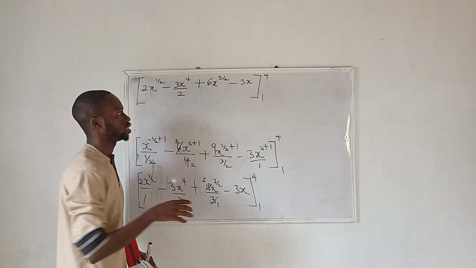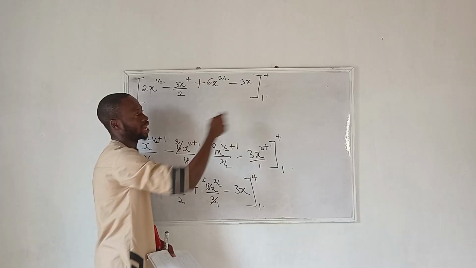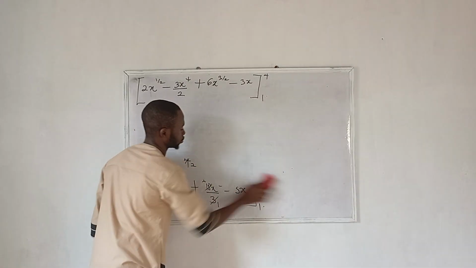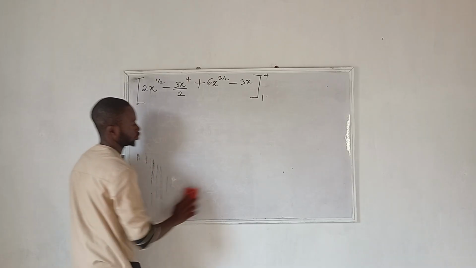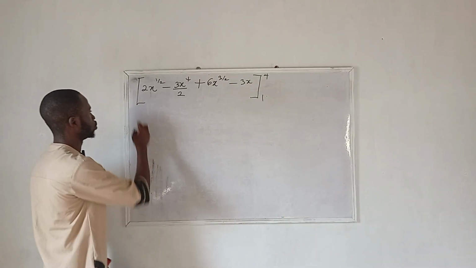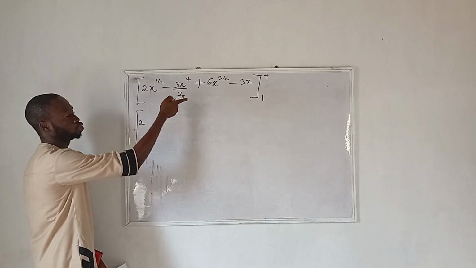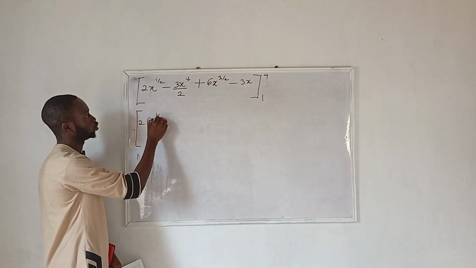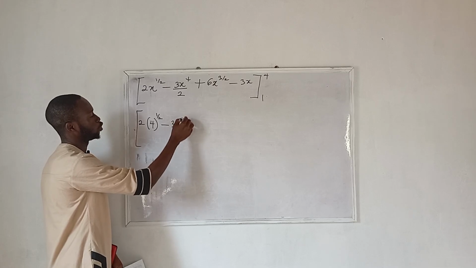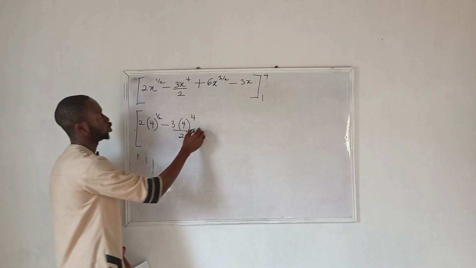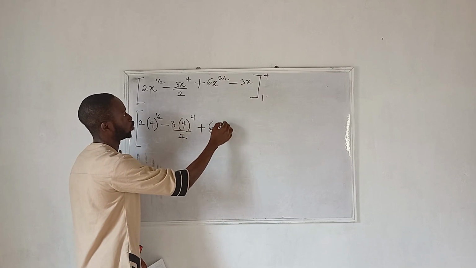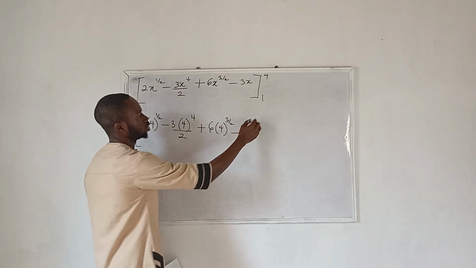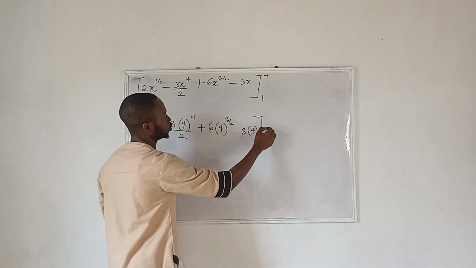So what we do next is that we introduce our upper limit and our lower limits, then we subtract into the variable x. So we would have 2, you do the upper limit first, 2 into 4, wherever I say x, I'm putting 4. I have 1 over 2 minus 3 into 4 raised to the power of 4 over 2 plus 6 into 4 raised to the power of 3 over 2 minus 3 into 4, right? Then I close my brackets. Then what would I have?